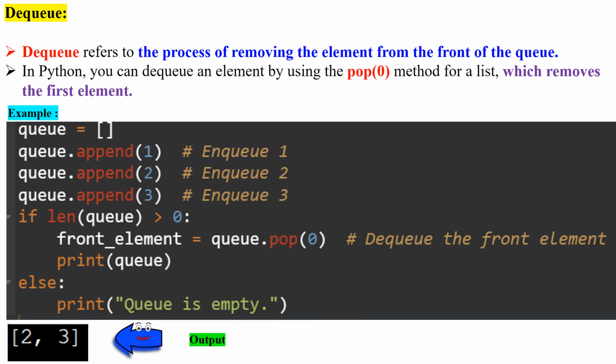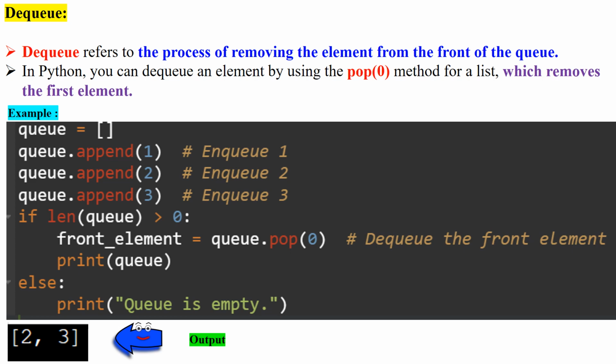Dequeue refers to the process of removing the element from the front of the queue. In Python, you can dequeue an element by using the pop(0) method for a list, which removes the first element. Let's see an example.